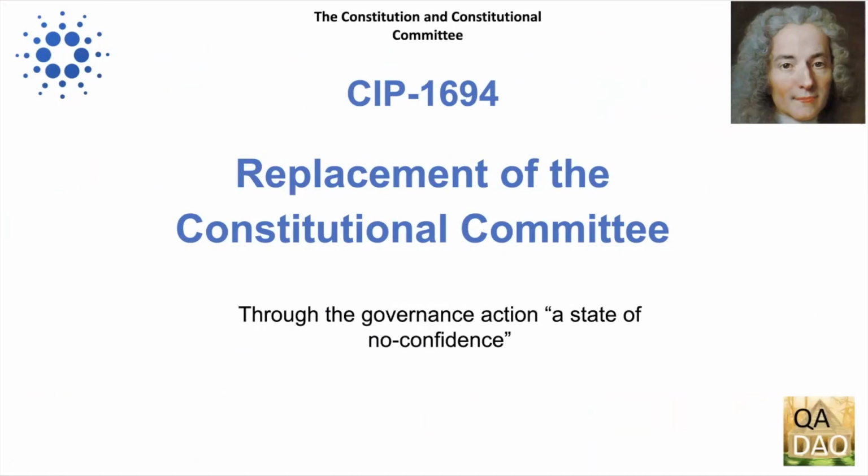Replacement of the Constitutional Committee. The Constitutional Committee can be replaced either for a specific governance action when in a normal state, i.e. a state of competence. This requires the approval of the current Constitutional Committee and the DReps, or with a state of no competence via a specific governance action that requires the approval of the SPOs and the DReps.